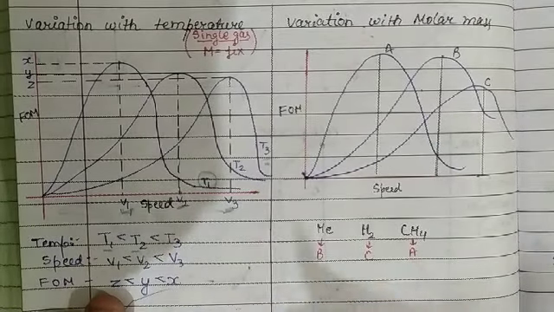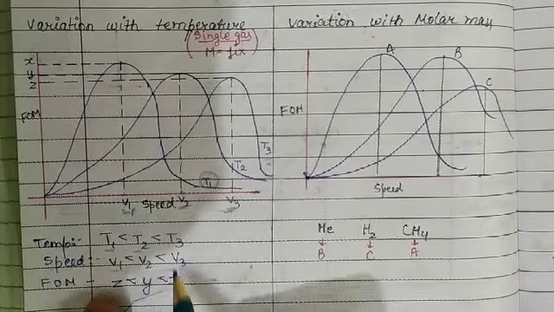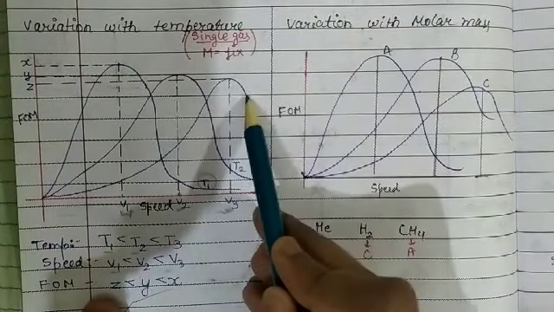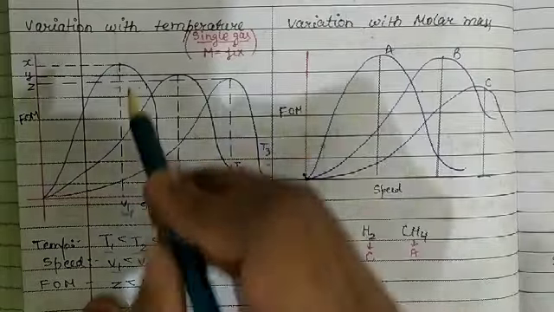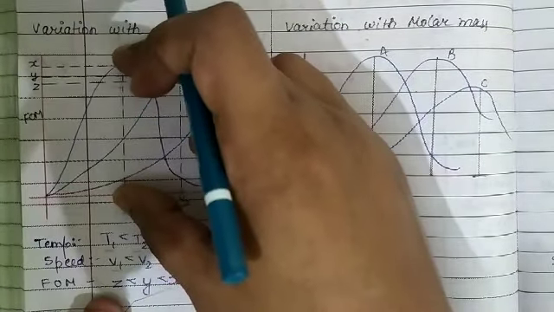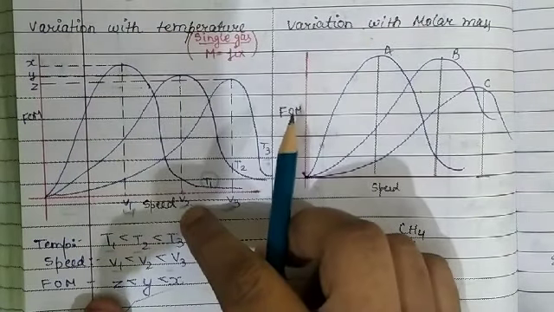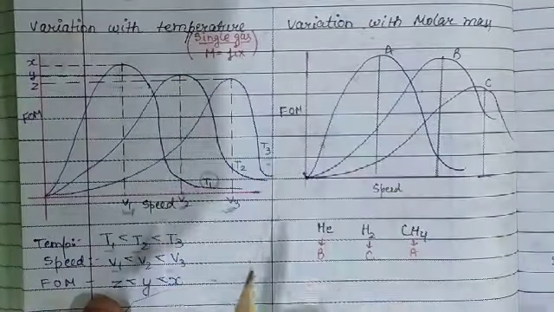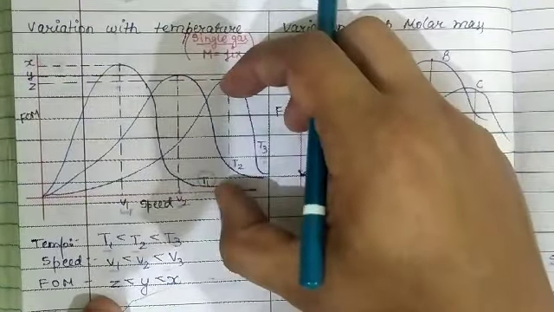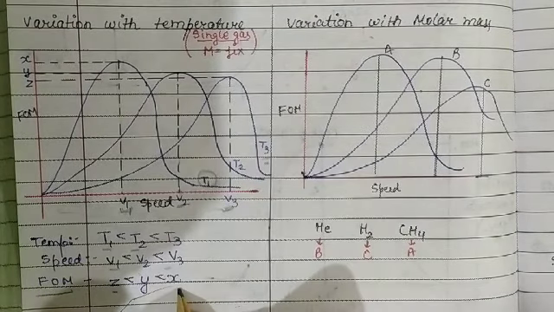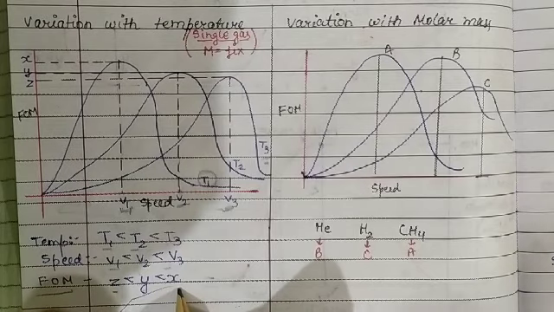So on increasing temperature, most probable speed also increases, the whole curve shifts to the right, and the peak of the curve decreases. The fraction of molecules at temperature T1 is X, which is more. Then at temperature T2 it will be Y, which is less than X, and then at temperature T3 it is Z. So the fraction of molecules is decreasing. On increasing temperature, the peak decreases, which means the fraction of molecules also decreases.